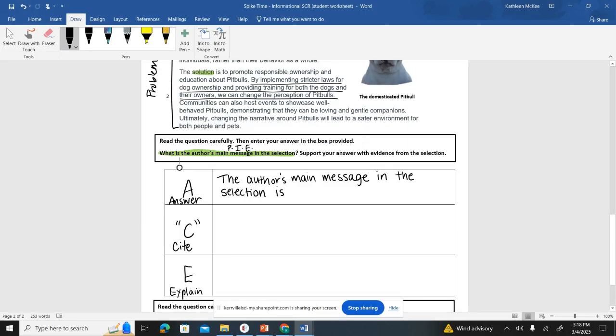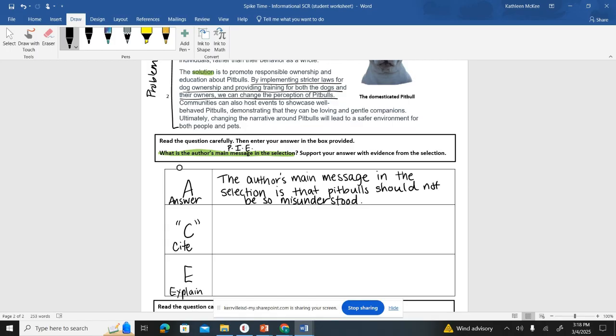Okay, so if you said something along the lines of the author's main message in the selection is that pit bulls, let's say, should not be so misunderstood. It doesn't have to be exactly that. It could be something similar to it about how pit bulls are not as much of a problem as they seem to be.